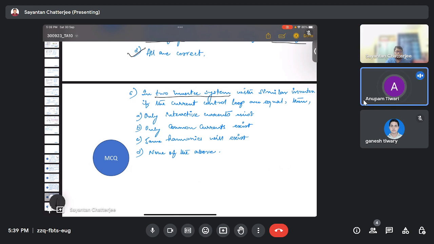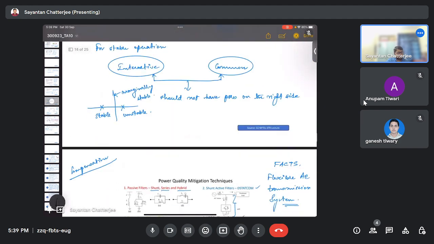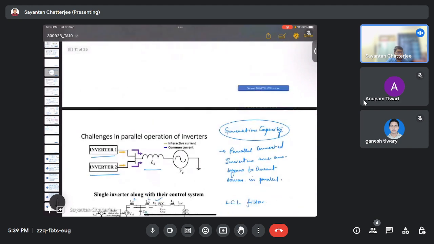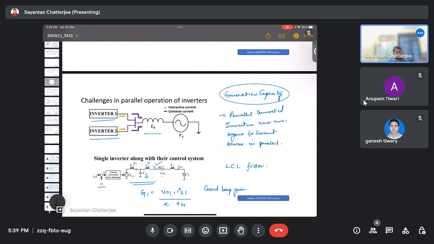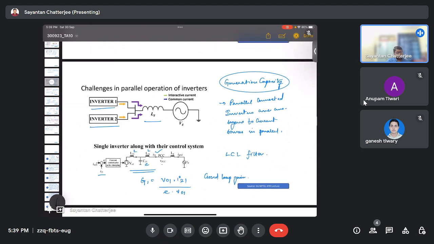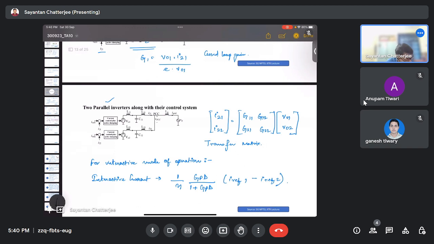So what is this interactive current? Suppose this question is in the parallel operation of inverters. Both inverters should work in parallel. Suppose this is one inverter with its current control loop, and this is another one.